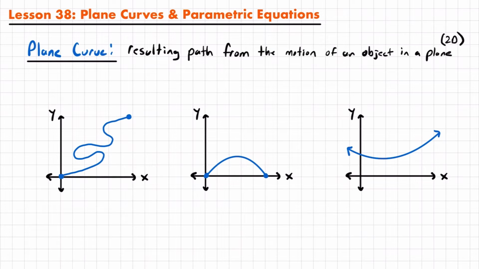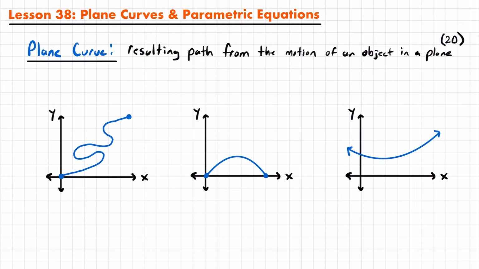Alright, so a plane curve is the resulting path from the motion of an object in a plane, or in other words, in two dimensions. That's what we mean by an object in a plane. We're talking about an object that is moving in only two dimensions. There is no third dimensional movement for that object.